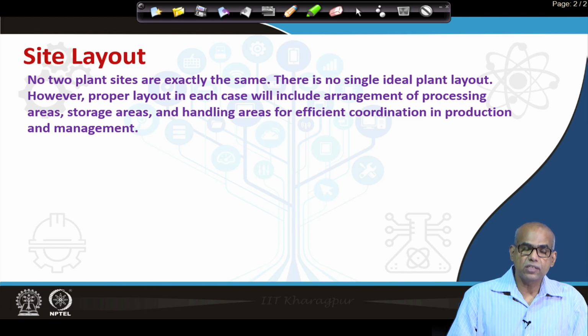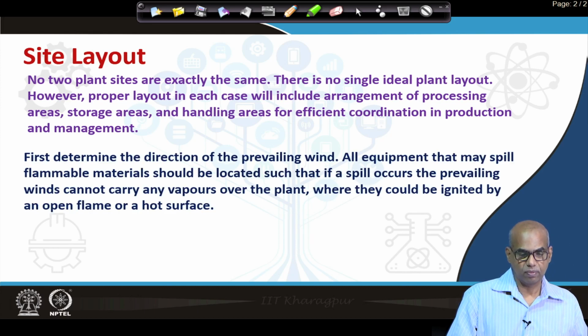No two plant sites are exactly the same, because most probably no two plants will be exactly the same and no two plant sites will ever be exactly the same. So, there is no single ideal plant layout. However, proper layout in each case will include arrangement of processing areas, storage areas and handling areas for efficient coordination in production as well as management.